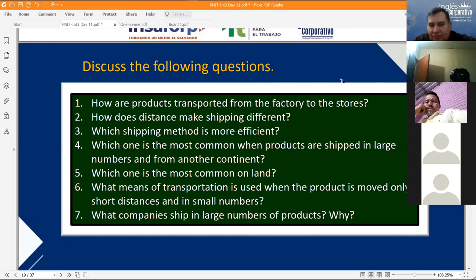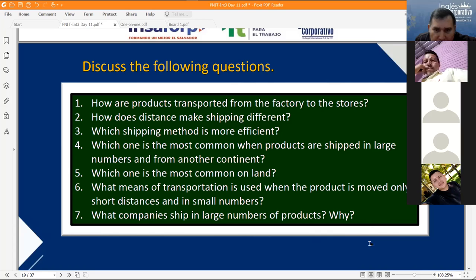Because shipping is for any transportation. Yes, it's funny that it says shipping, but it can be by plane, by truck, or by ship. The meaning is send, okay? Shipping.